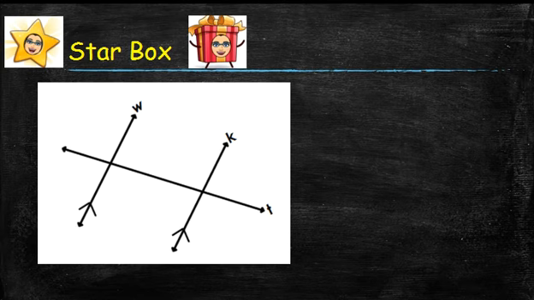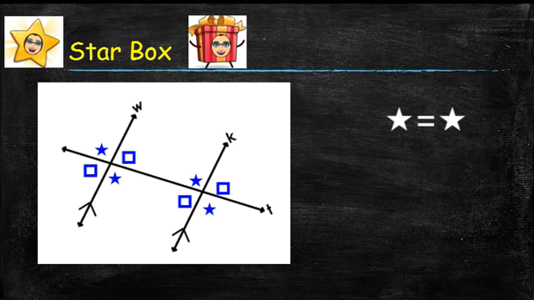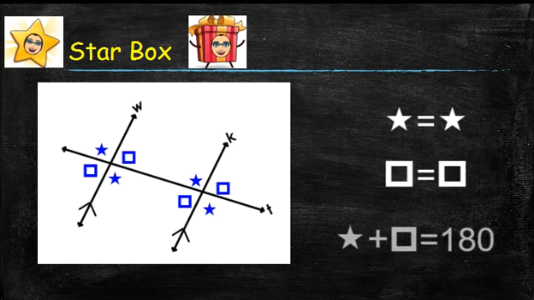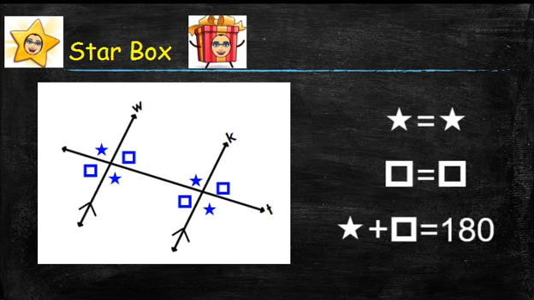When we have a transversal crossing through two parallel lines, we can star box. Remember to alternate. We don't want two stars or two boxes side by side. When we do this, we know that star equals star, box equals box, and star plus box equals 180. Using this, we can write out our equations to solve in order to get the missing angle measurements.